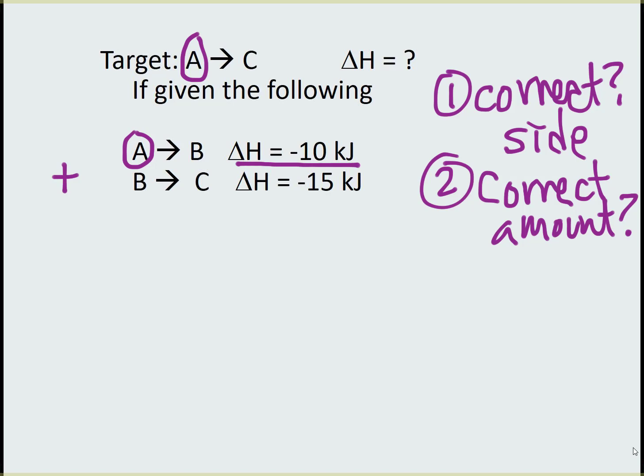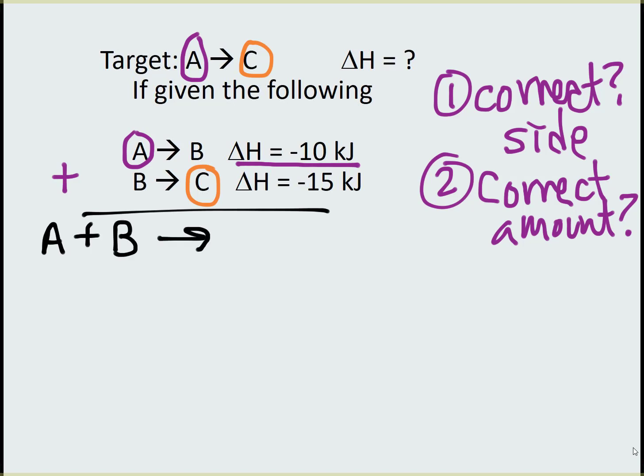Now let's look at the next one. So the next one is C, and C, I'm going to look at the next equation, and I'm going to ask myself the same 2 questions. Is it on the correct side? Yes, they are both on the product side. Is it the correct amount? Yes. So I do not have to do any manipulation of equations in this example. So I'm going to add these 2 equations up. So I'm going to bring down everything on the left-hand side or on the reactant side, and then I'm going to bring everything down on the product side, and then I'm also going to add up those delta H's. So my delta H is a negative 25 kilojoules.